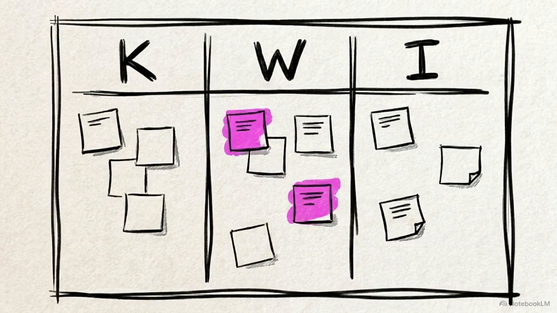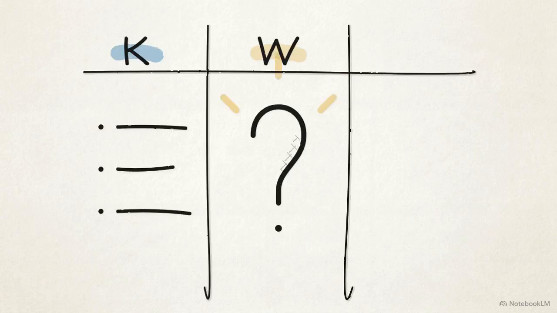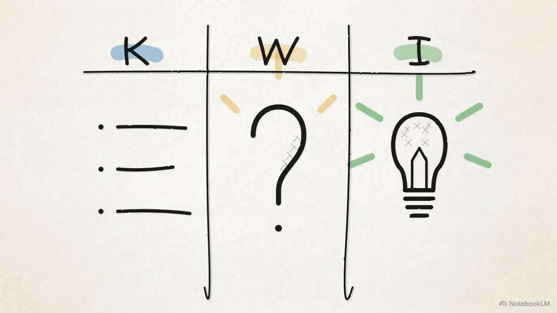Once the mission launches, use the KWI framework in Section 4 to organize the investigation phase. Set up a board with 3 columns. Start with K, what do the students already know about the problem? Then W, what do they need to learn to solve it? Finally, fill in the I column. What ideas do the students have to reach their win state?